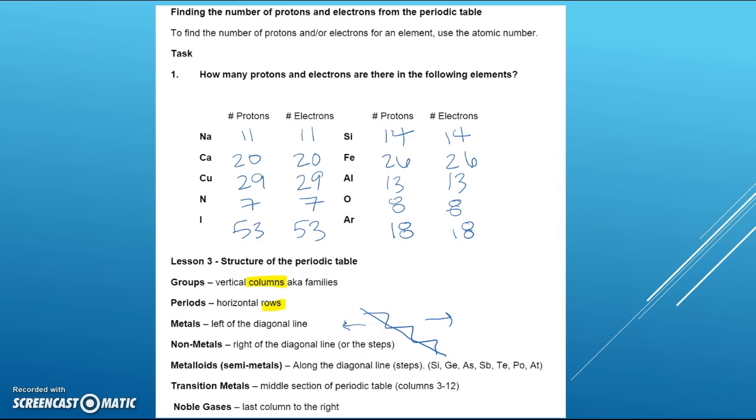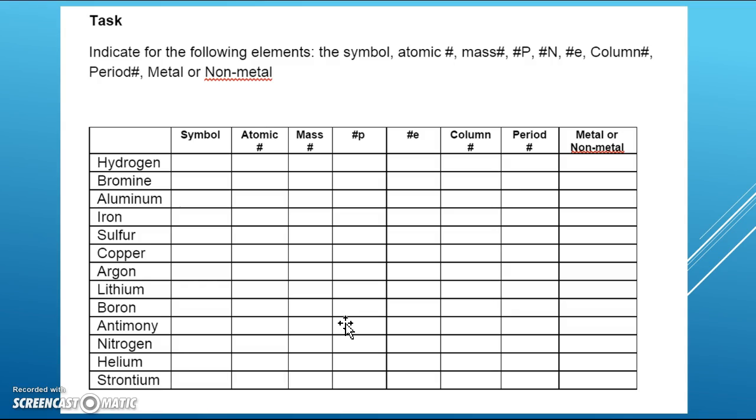The transition metals are the middle section of the periodic table. They're in columns 3 through 12. And the noble gases are the last column to the far right. Okay, that's most of the vocabulary you're going to need to know for this lesson here.